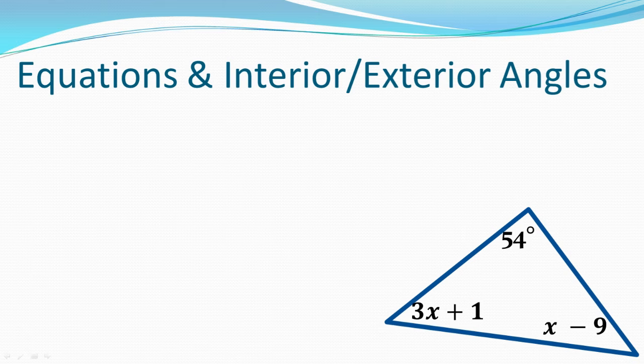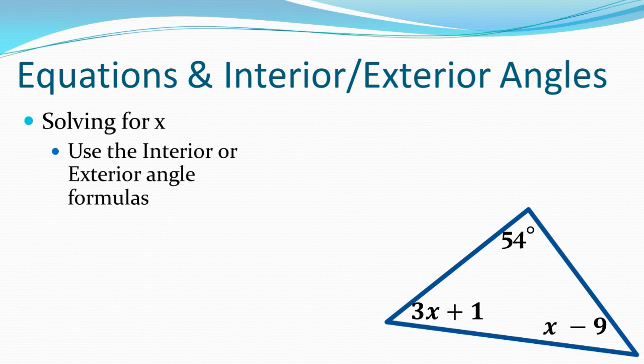If we're given a triangle with both angle measures and algebraic expressions, the process is exactly the same. We need to look at the relationship that's present, substitute values in that represent the individual angles in that relationship or formula, and then solve for what we don't know. It's the same thing we've done. So we're solving for x in this case. We're going to use those interior and exterior angle formulas.